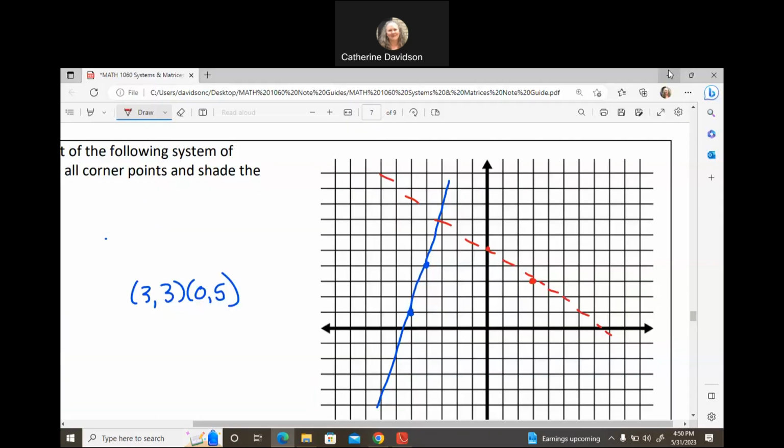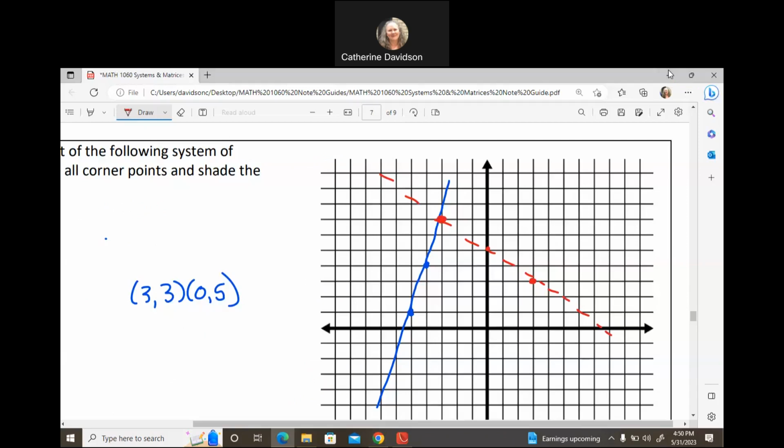Now I'm graphing this by hand. So 1, 2, 3, 6, 7. This is actually a point where they'll intersect. That's the corner point. When you graph in MyMathLab, you'll see it a little bit clearer.